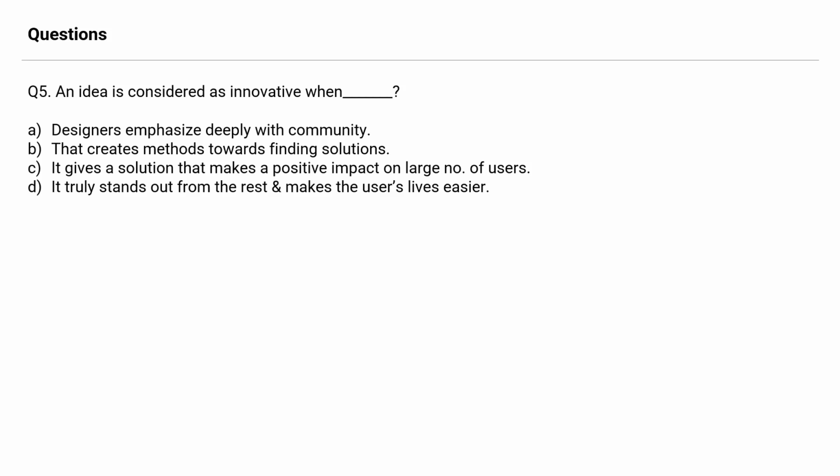Okay. We'll come to our fifth question. An idea is considered as innovative when: designers empathize deeply with the community that creates a method towards finding a solution; it gives a solution that makes a positive impact on a large number of users; it truly stands out from the rest and makes the user's life easier. Idea is considered innovative when. So the answer should be option C.